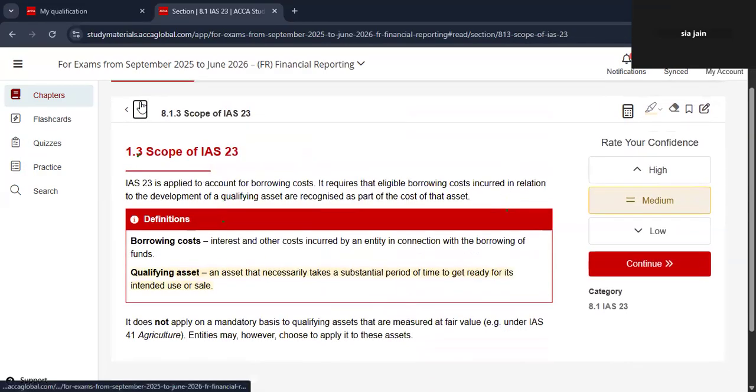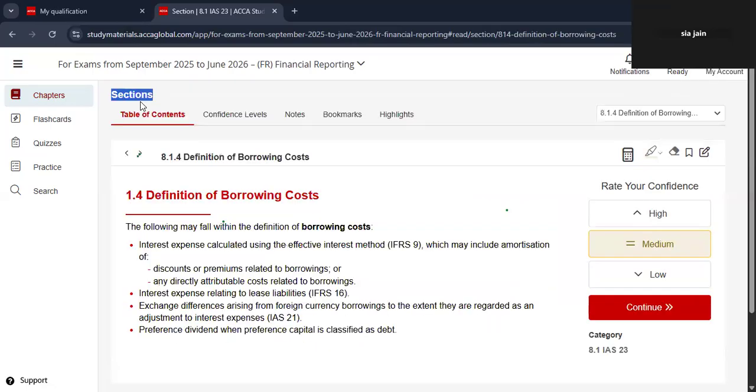Now, the scope of IAS 23. IAS 23 applies to certain situations. We need two things to be true. We must have borrowing cost, which is the interest and related fees we pay for loans, and the loan must be related to a qualifying asset. Now, you must be wondering, what's a qualifying asset? A qualifying asset is anything that takes a long time to get ready to be used or sold. Think big projects like a new factory or a huge ship that takes years to build. These are our qualifying assets.